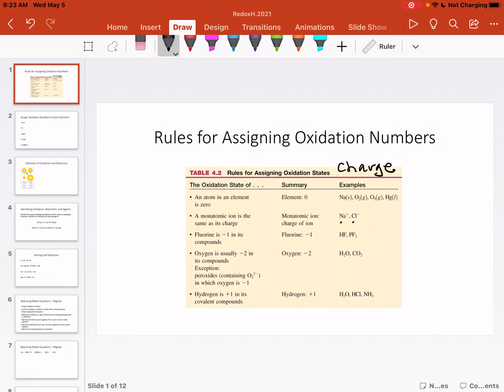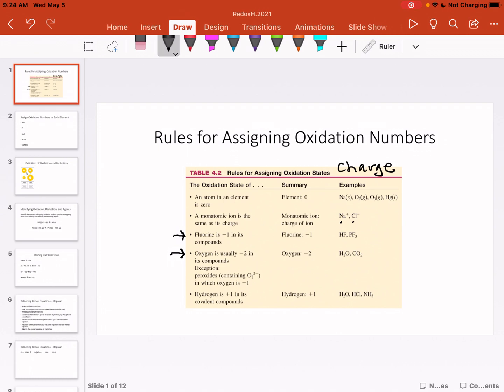Fluorine being the king of electronegativity, it always gets to be the negative guy, so it is always going to carry a -1 charge regardless of whether it's paired with a metal or another nonmetal. And oxygen, being right next to fluorine, is also pretty highly electronegative, so it is usually going to be -2.